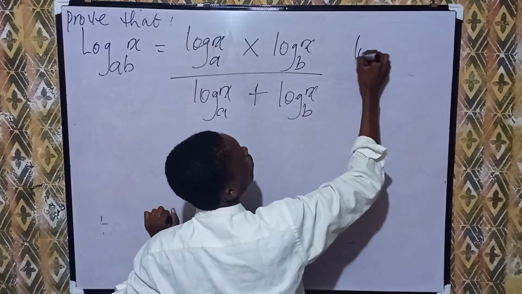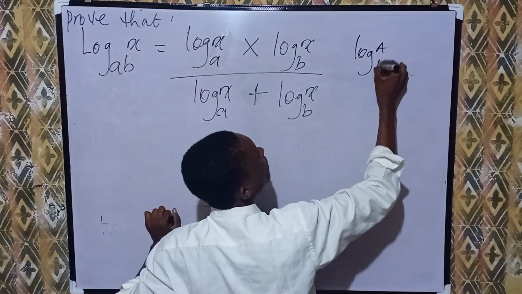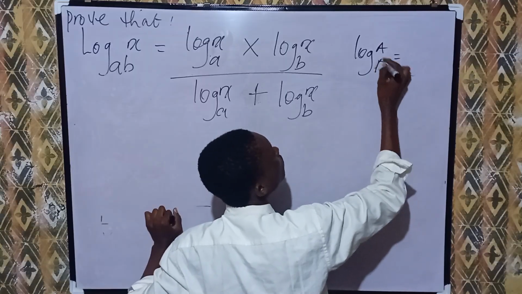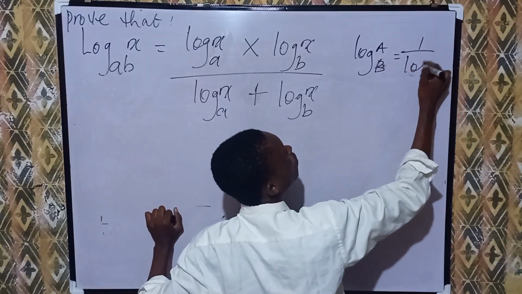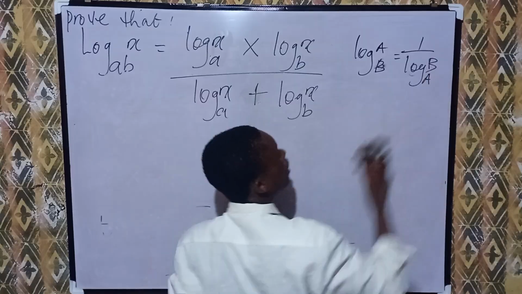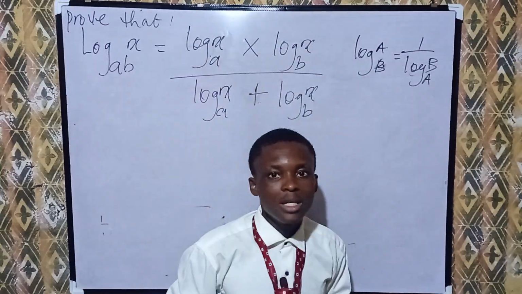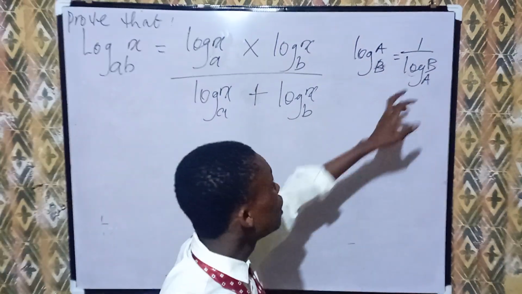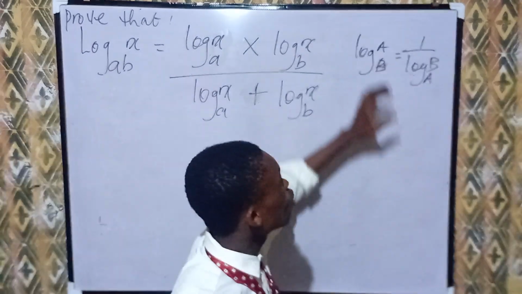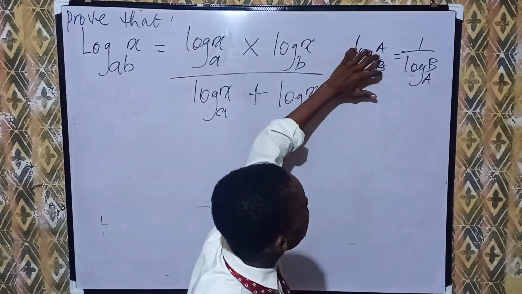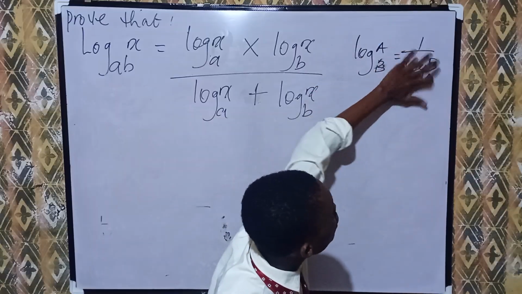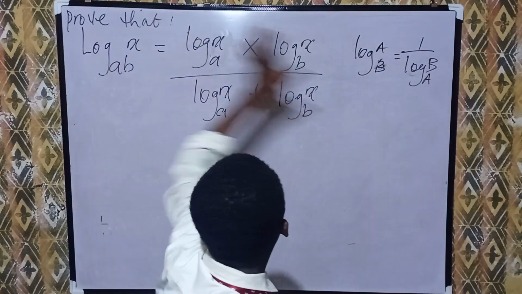Remember, if we have log a base b, this equals 1 upon log b base a. Why? The law said that when the log appears as a fraction, the log and the base interchange their position. So clearly you can see that this a is now here and this b is going up. So they interchange their position. So let's apply this rule here now.